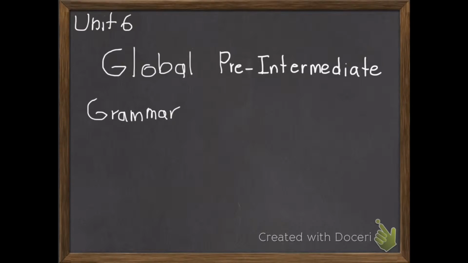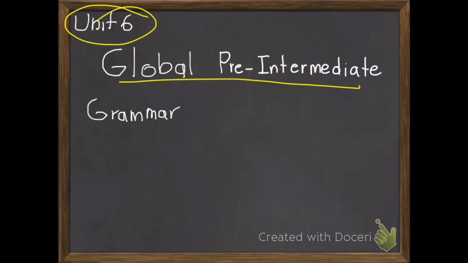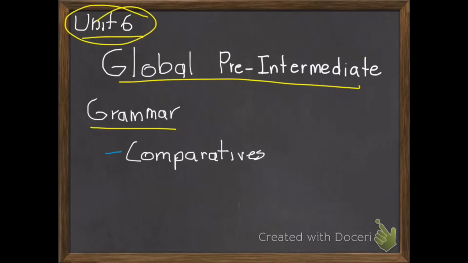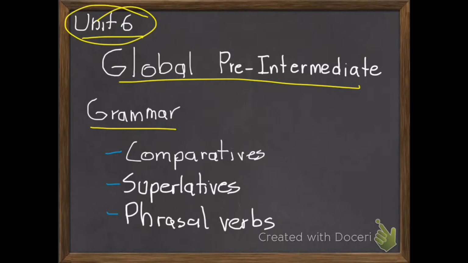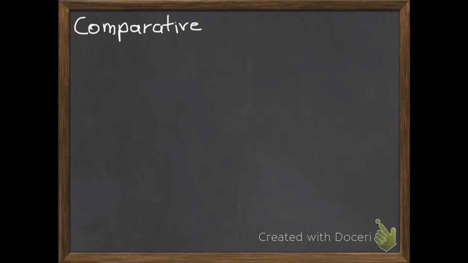Today we will be looking at the book Global Pre-Intermediate, the grammar section of Unit 6. In Unit 6 we will be looking at the grammar section with comparatives, superlatives, and phrasal verbs. We will look at how to use them and how to structure them in a sentence. So let's start with comparatives.